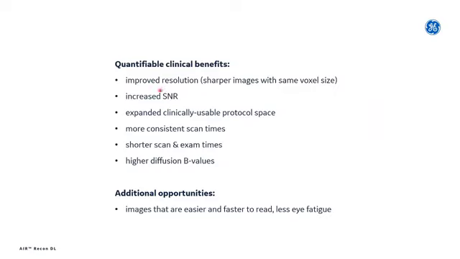So we're going to go through quantifiable clinical benefits today, talking about the improvement in resolution, the increased signal to noise ratio, and expanding the clinically usable protocol space. I'll tell you what that's all about. We'll also cover how it can deliver consistent scan times, and of course shorter scan and exam times, and higher diffusion B values. We'll see how, when applied to diffusion weighted imaging, it can deliver higher diffusion B values.